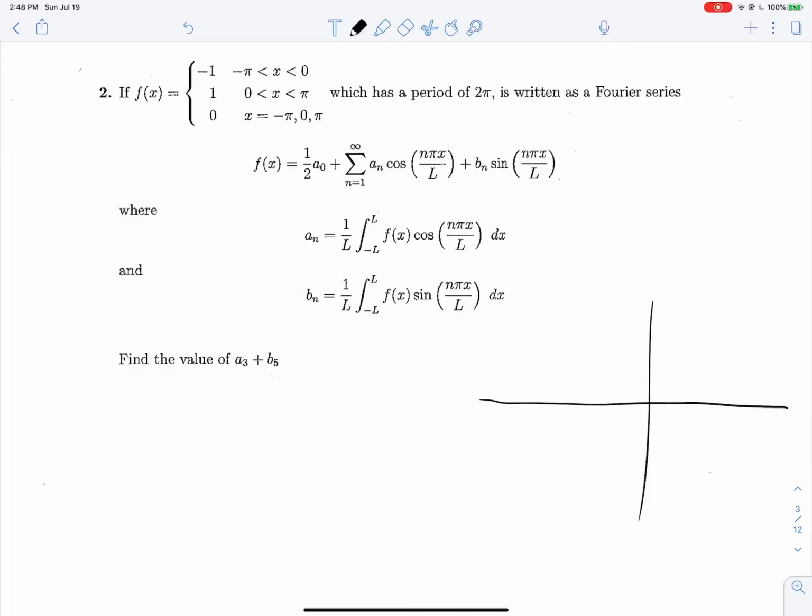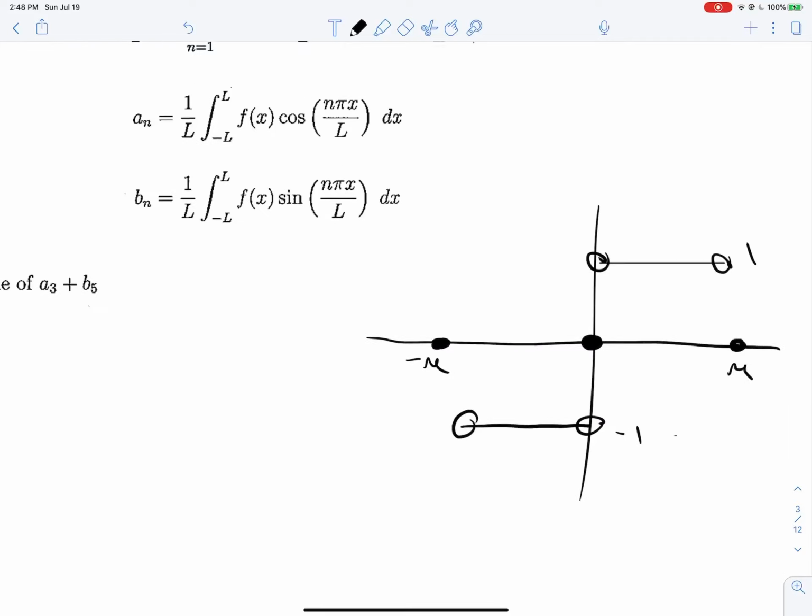Our function evaluates to -1 from -pi to 0, 1 from 0 to pi, and it is 0 at the discontinuities. So I'll just draw that in there. This is pi, -pi, -1, and 1. Okay. With that in mind, let's take a look at what's going on here.